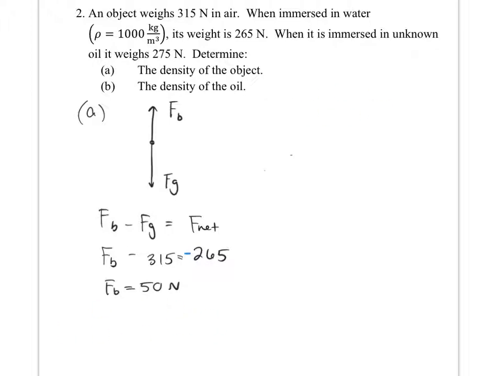If I wanted to find the density of the object, I could start with the fact that I know this is true. The weight of an object is mg. But what is m equal to, really? From the last problem, what can mass be replaced with? Look at the last problem, guys. Very good. Density times volume.